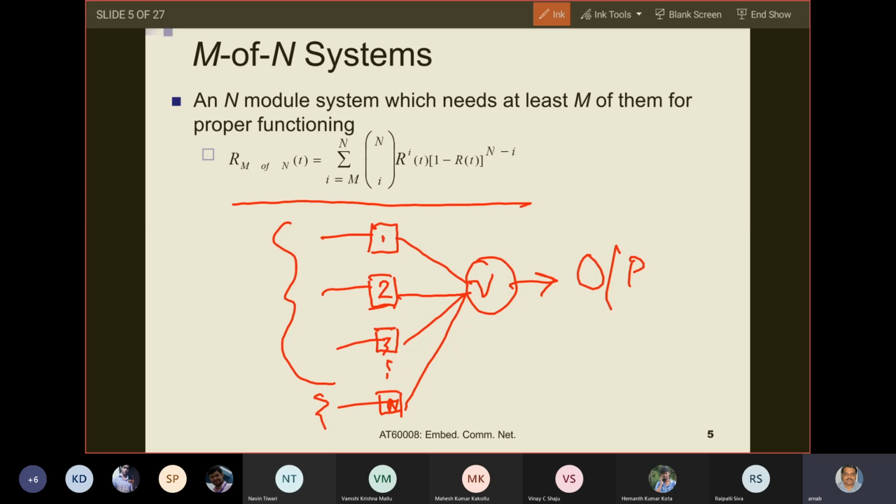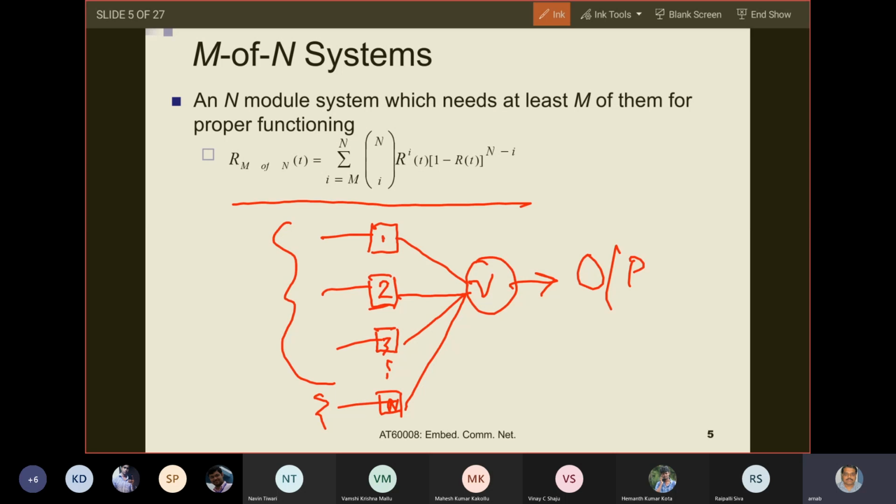So now you can understand that if you have an m of n system, that means at least m must work correctly. How do you generate the effective reliability of the system? That m are working correctly, m plus 1 are working correctly, m plus 2 are working correctly, up to all n are working correctly. You just add up the total of them. So you have a summation from i equals m to n of NCi r to the power i into 1 minus rt to the power n minus i.